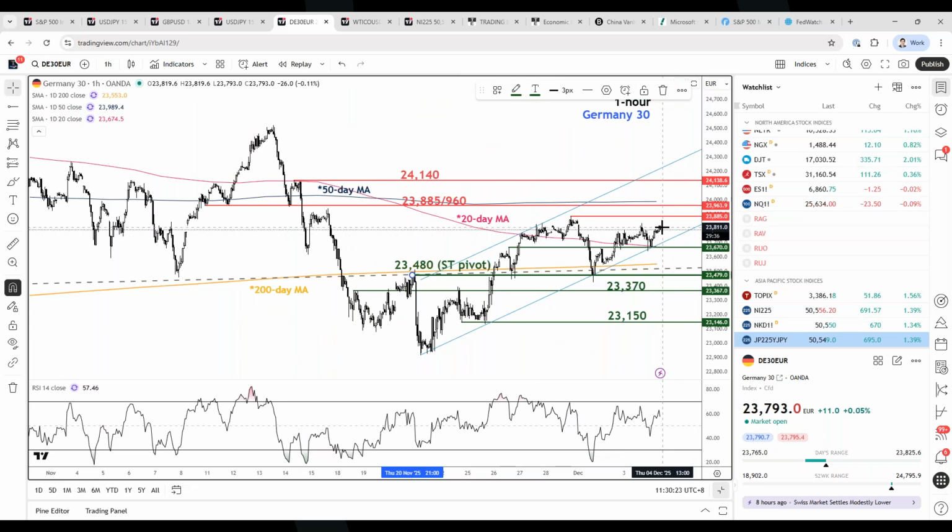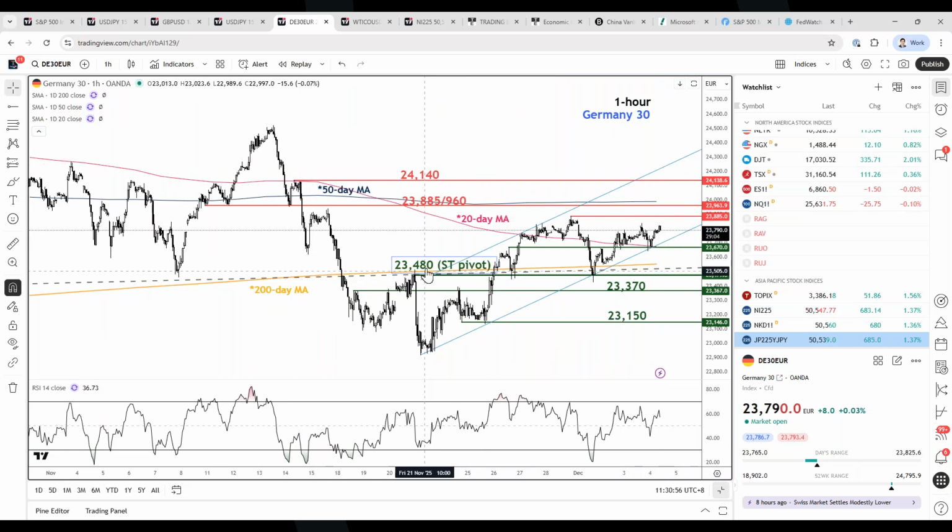So no change in terms of the key pivotal support level, unless we have an hourly close during the European session above 23,960, then I will tighten my short-term pivotal support level to 23,670, which confluences with the 20-day moving average, as well as the lower limit of this ongoing minor ascending channel drawn from the low of 21st of November. So still maintaining that bullish bias, above 23,960 potentially sees the next intermediate resistance for the Germany 30 at 24,140, which is the minor swing high of 14th of November.